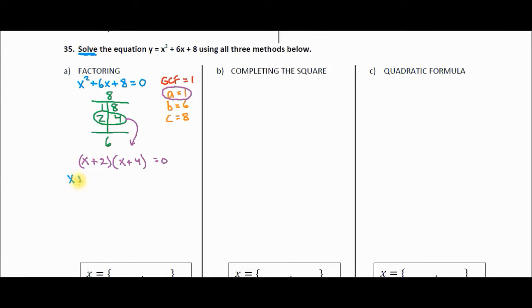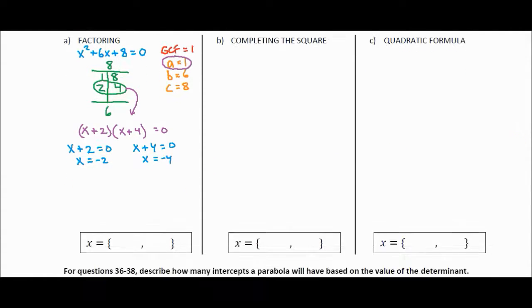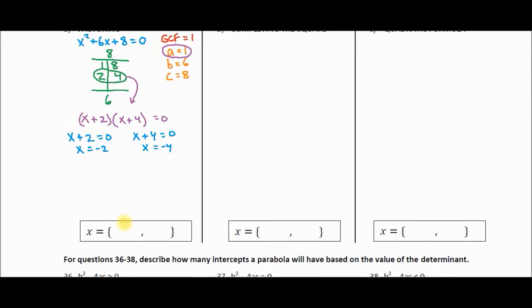What's going to change x plus 2 to equal 0? Because that's going to change the whole thing to be 0, which will make it true. And what is going to make x plus 4 equal to 0? Well, you subtract 2 from both sides here, and you get x equals negative 2. Subtract 4 from both sides, you get x equals negative 4. And so our solutions down here are x equals negative 2 and x equals negative 4.